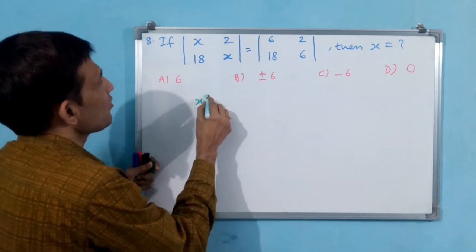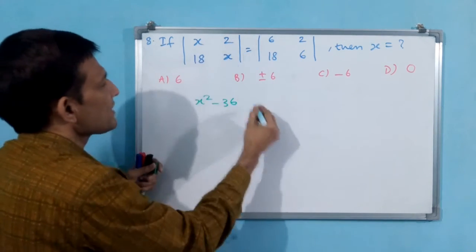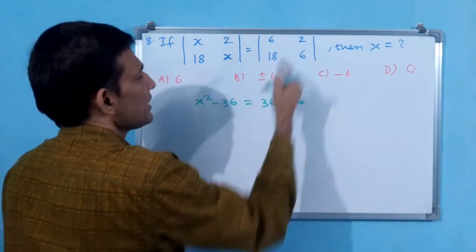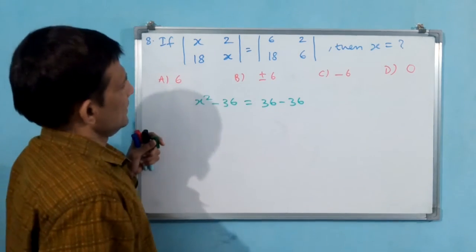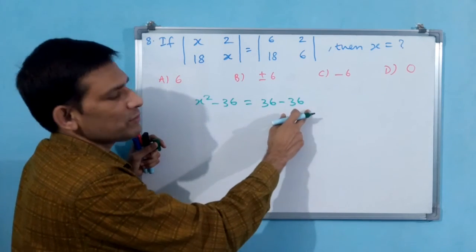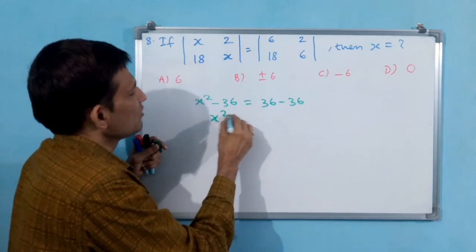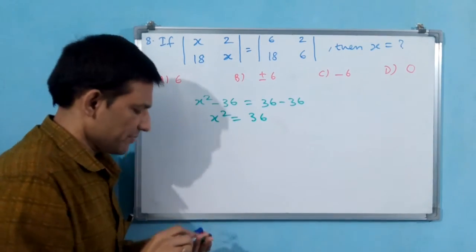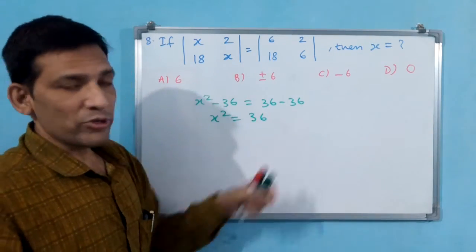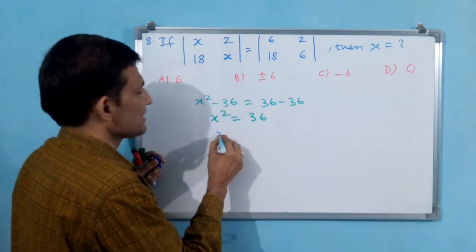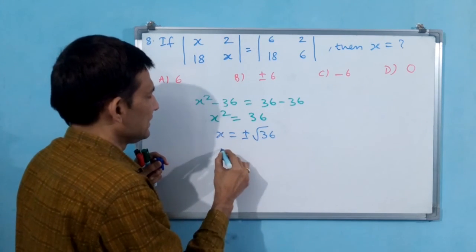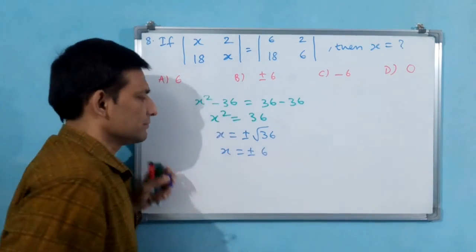Left side you see x square minus 36. X square minus 36 is equal to 36 minus 36. Is it okay? Okay. Now you see, you send this 36 that side. Already 36 minus 36 is 0. Okay. X square is equal to 36. Is it okay? Well, because 36 minus 36 is 0. And this minus 36 is going to become plus 36 if it goes that side. Okay. Then x is equal to how much? Plus or minus square root of 36. x is equal to plus or minus 6.